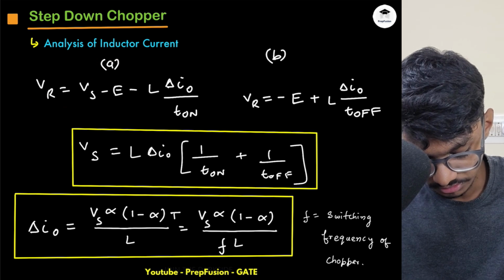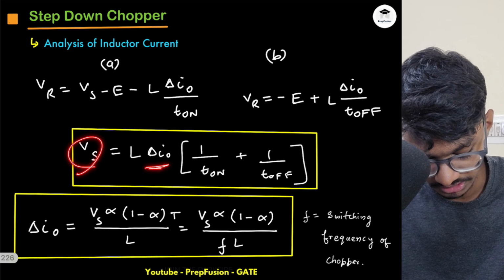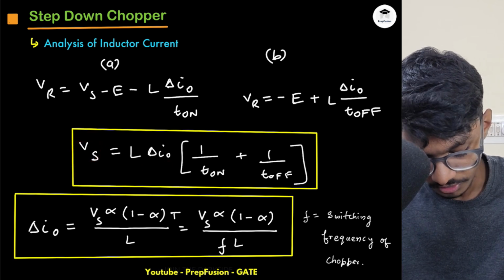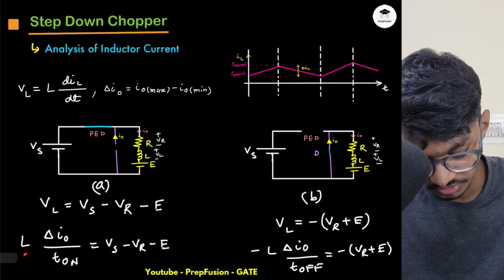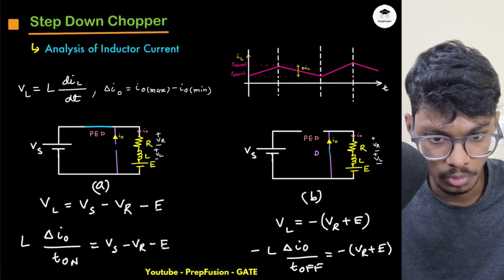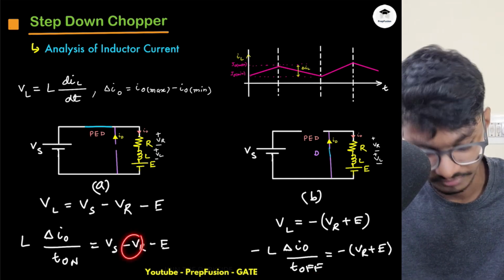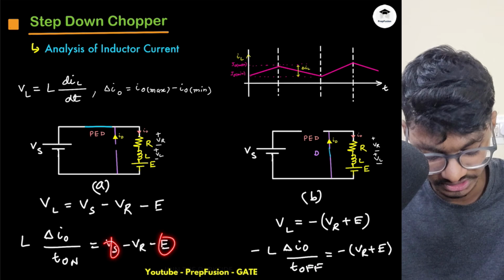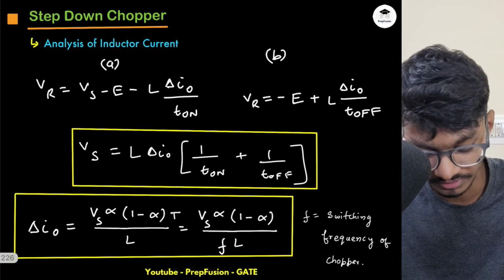For case A, I want to write my Vs in terms of delta IL and the other quantities I want to find. So for case A, I want to write my delta IO in terms of Vs and E, not in terms of VR, because VR is unknown to me. I know E, I know Vs, but I don't know VR. So I want to write my delta IO in terms of VR. That is exactly what it will do.